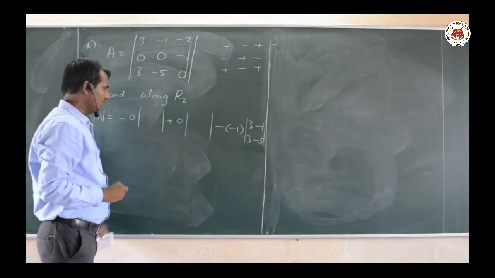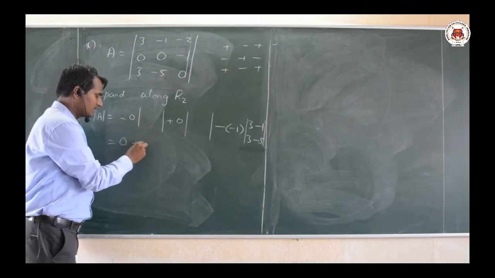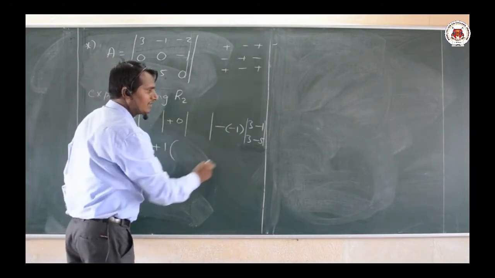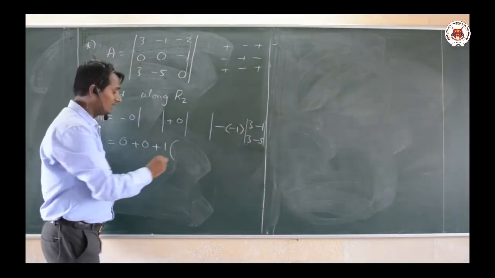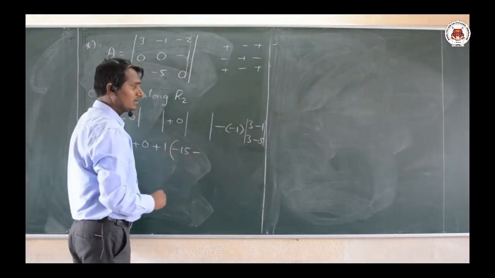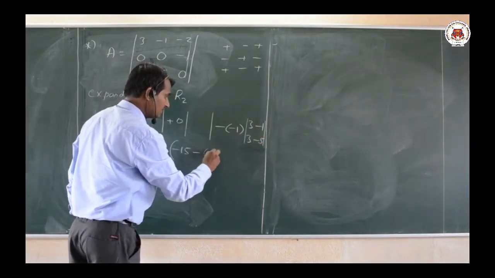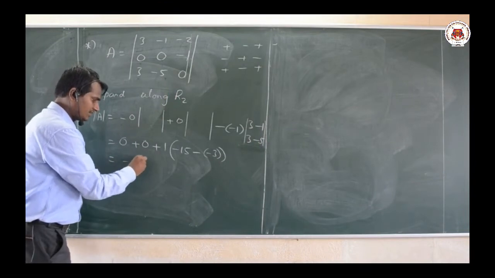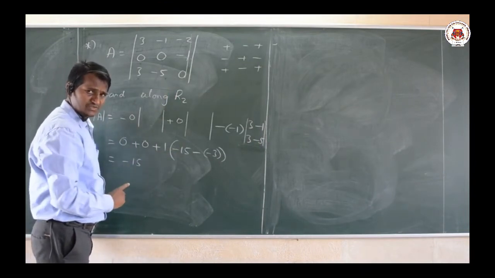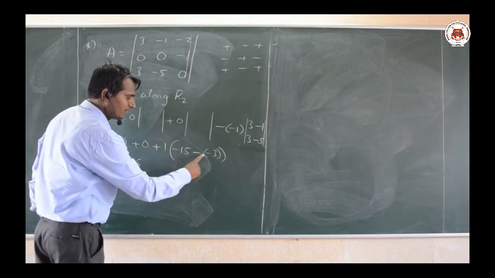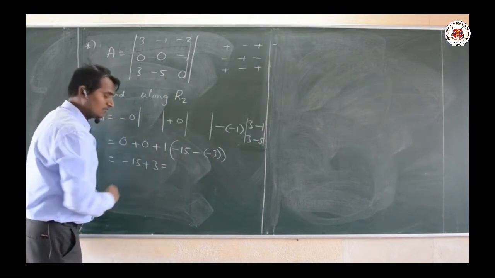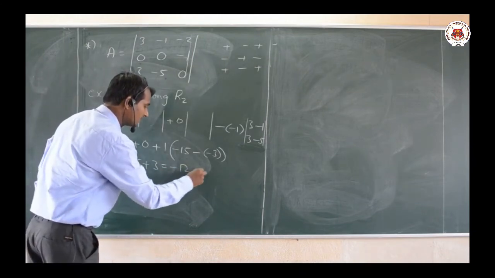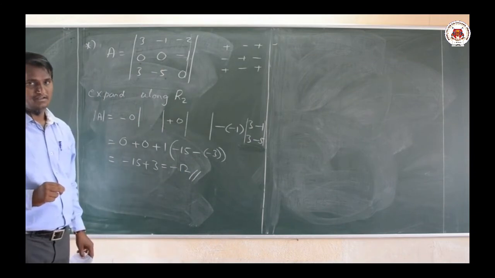Now this value will be 0, plus 0. Here minus into minus we will have plus 1. Now we can evaluate: 3 into minus 5 is minus 15, minus of 3 into minus 1, that is minus 3. Now we shall evaluate it. We get minus 15, 1 into the value itself, then minus 15, minus into minus plus 3. So therefore we get minus 15 plus 3, the value is minus 12. That is your required result.